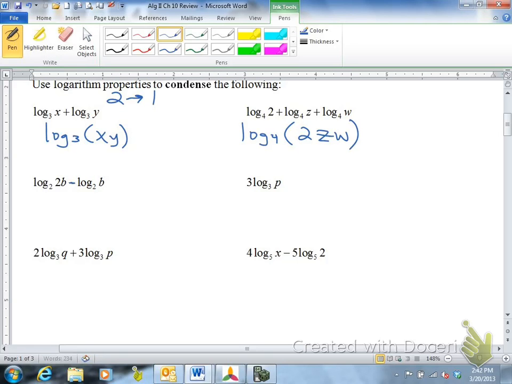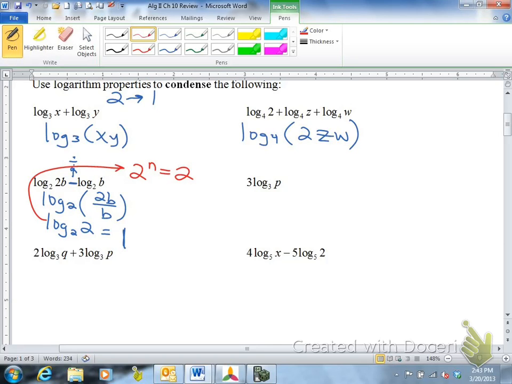This one, you have a difference, so you're going to have log base 2 of a quotient, 2b over b. And the b's divide out, so you have log base 2 of 2. And log base 2 of 2 we can actually simplify to be 1. Why is that? Well, this right here is the same as 2 to the what equals 2. That's another way to write log base 2 of 2. So the answer would be 1.